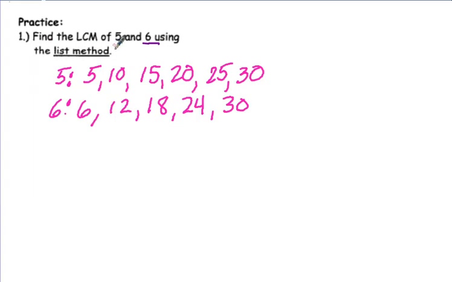Alright, let's find the LCM of 5 and 6 using the list method. First you want to list your multiples of 5: 5, 10, 15, 20, and so on. For the multiples of 6: 6, 12, 18, 24, 30, 36, and so on. Step 2 is to find the smallest match, their least common multiple. So 30 is your LCM here.